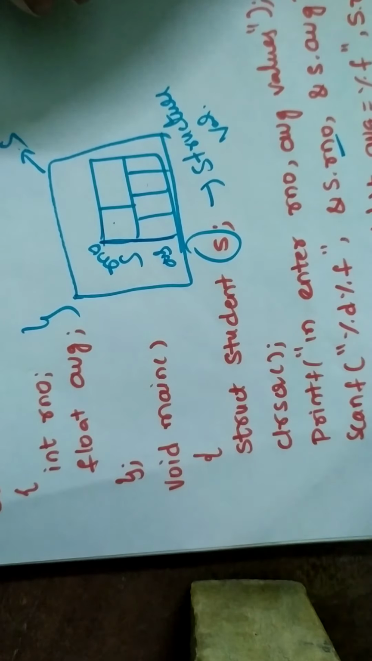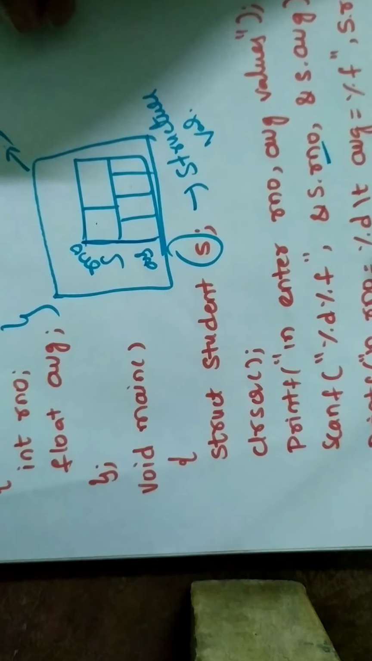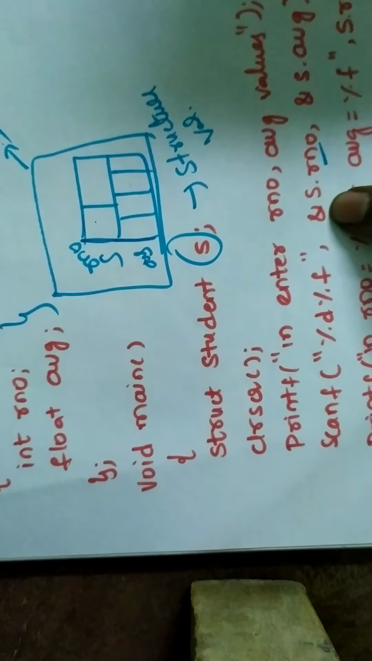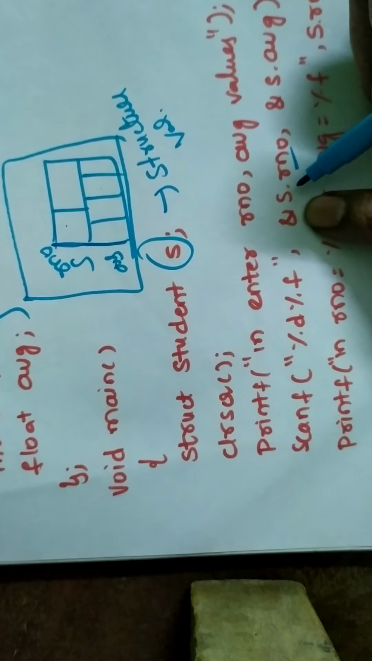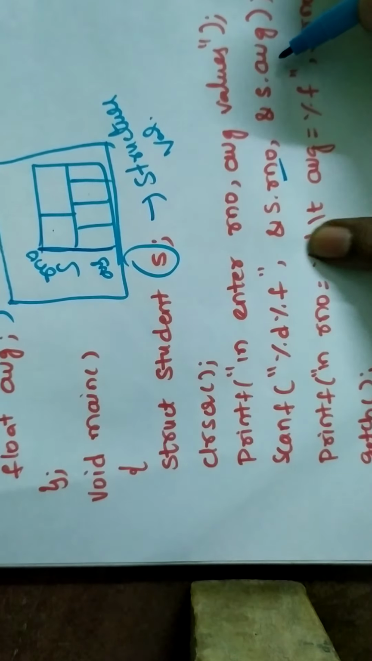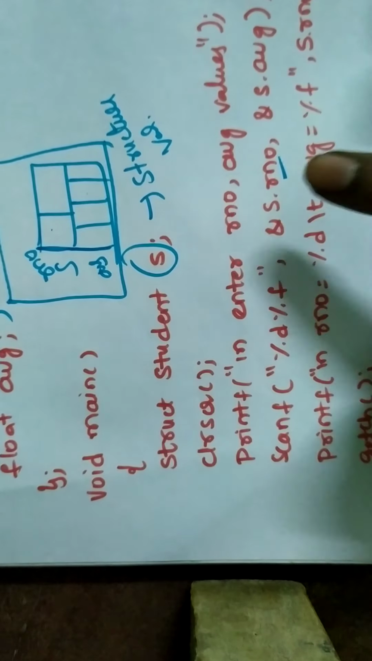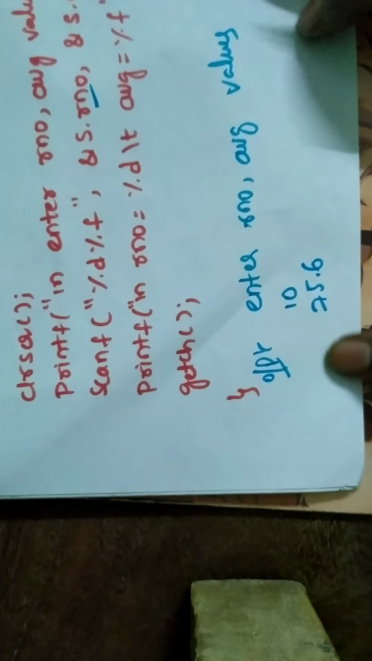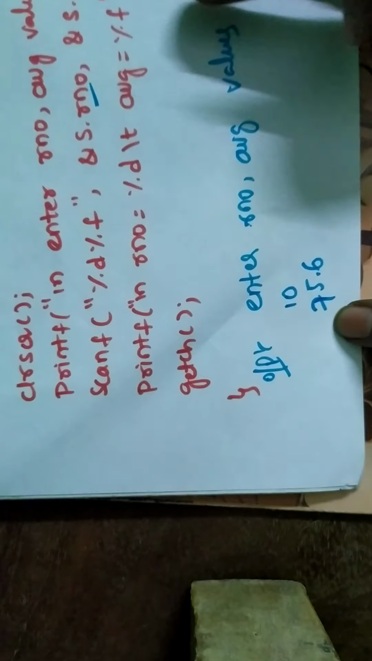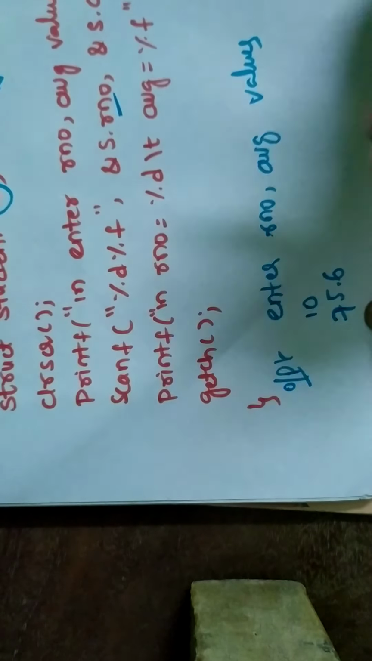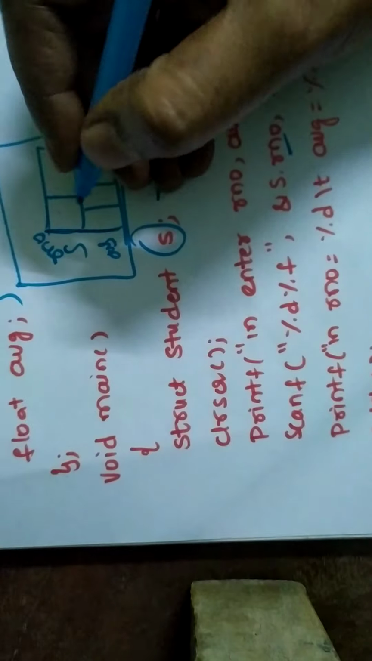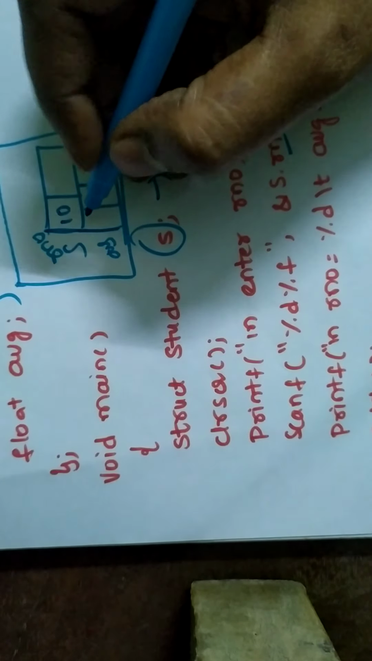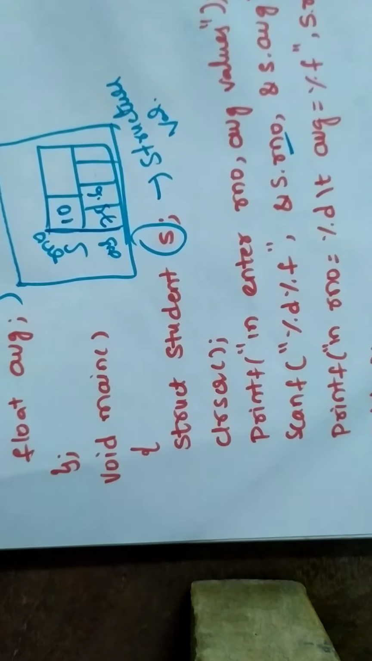Whenever we are reading data member values, or printing the data member values, we need to write S dot. What is S here? The structure variable name. That's why I am writing address of S dot rule number, address of S dot average. Suppose I give rule number as 10 and average as 75.6. These values will be stored in the corresponding memory locations, rule number and 75.6 in the average.